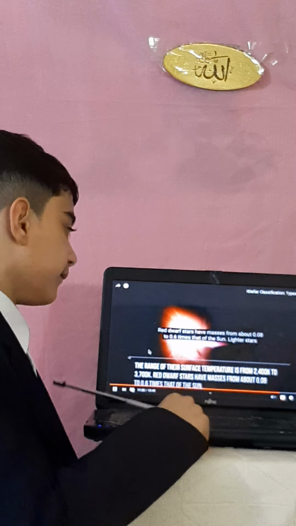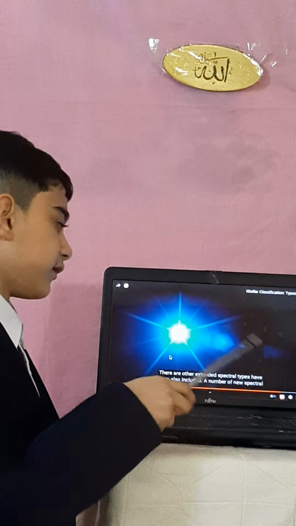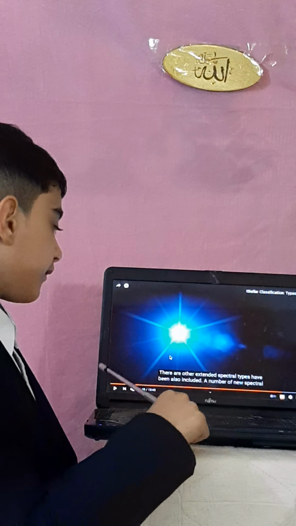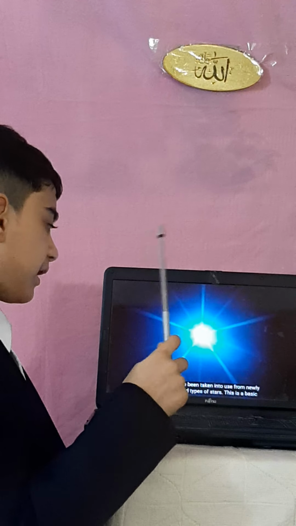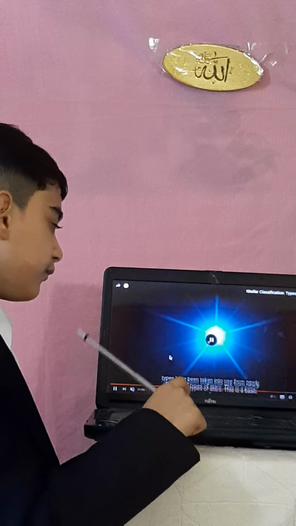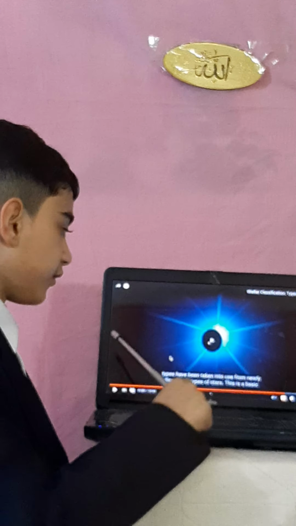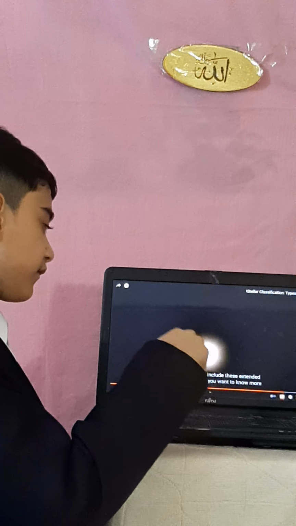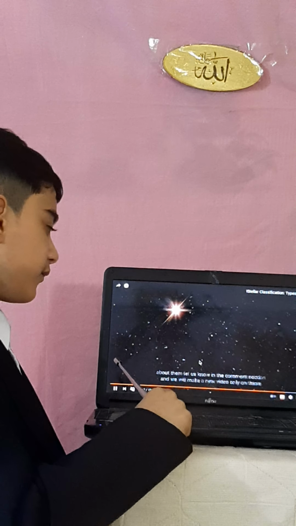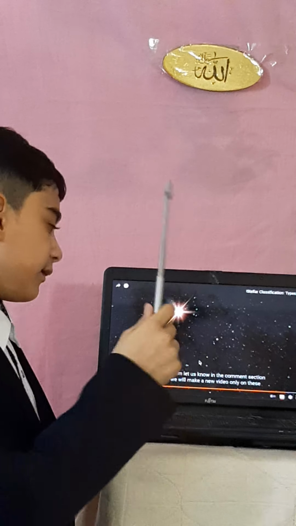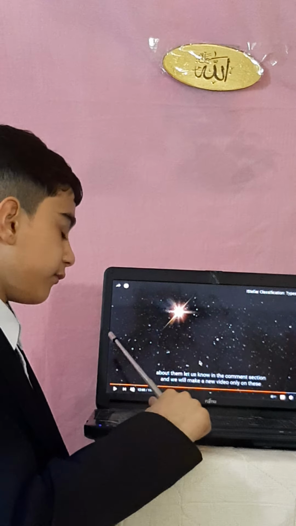And the lighter stars of extended spectral types have also been included. A number of new spectral types have been taken into use for newly discovered types of stars. This is a basic video, so we will not include these extended spectral types. But if you want to know about them, let us know in the comment section and we will make a new video only on these.